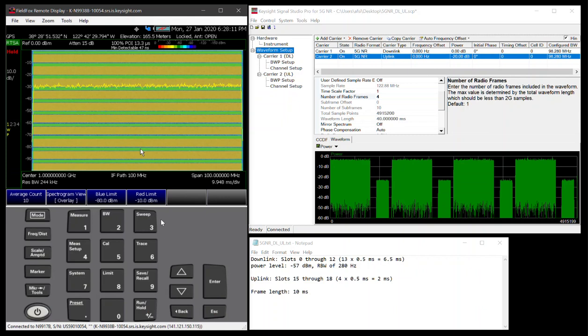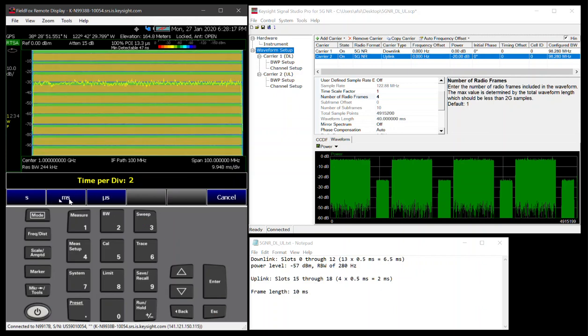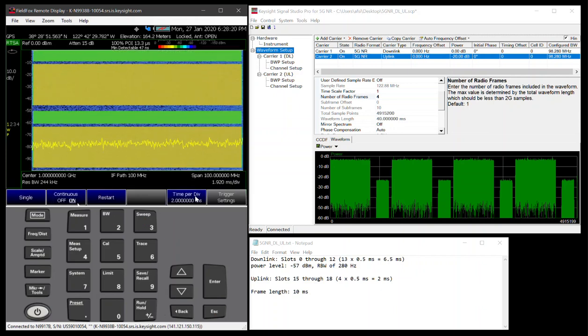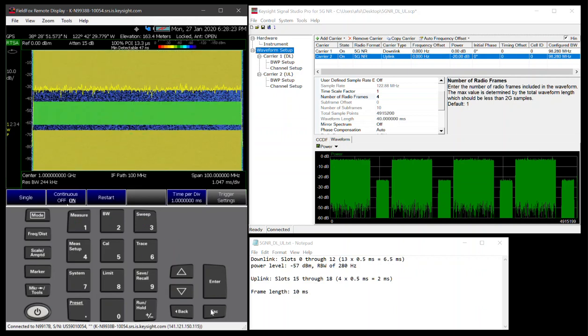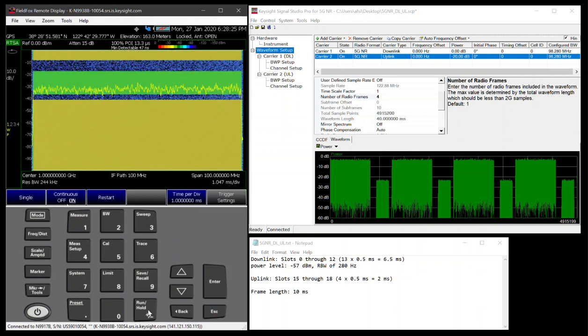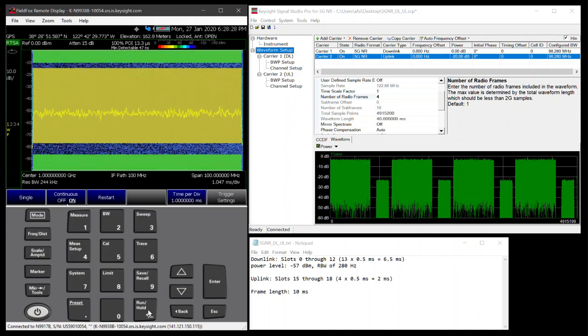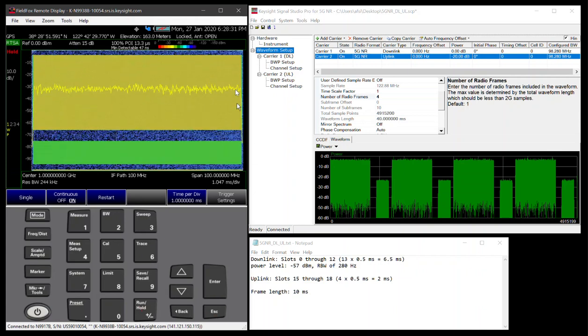So each of these is a frame. And if I want to look even more closely, I could do that. 2 milliseconds per division. Actually, we could make it 1 millisecond, and I'll just pause it when it's in the middle. At 1 millisecond per division, this yellow is the highest power in this color spectrum, and this is the 6.5 milliseconds of my downlink. The next in that color spectrum is the green, which is my uplink, and that's 2 milliseconds, that's 2 divisions, and the blue is going to be my noise.